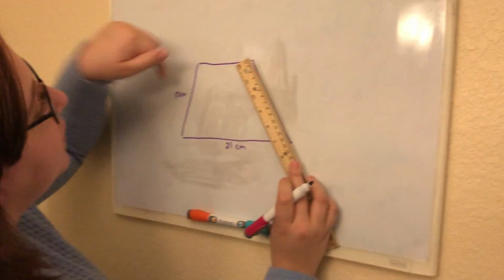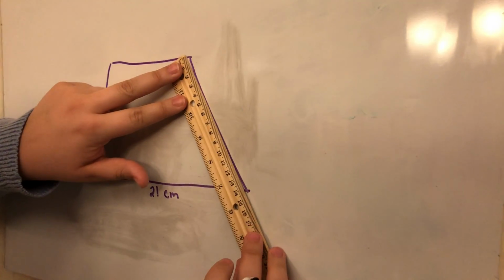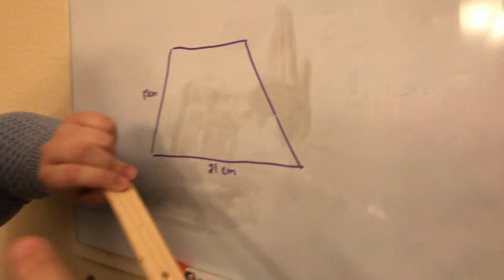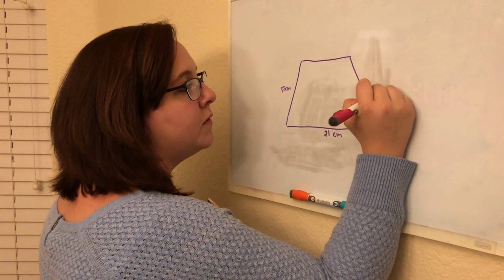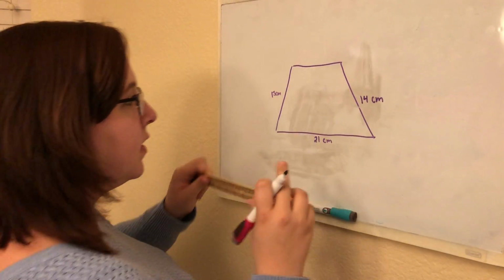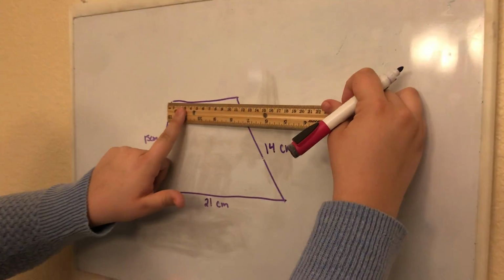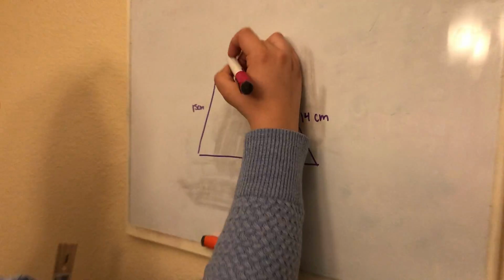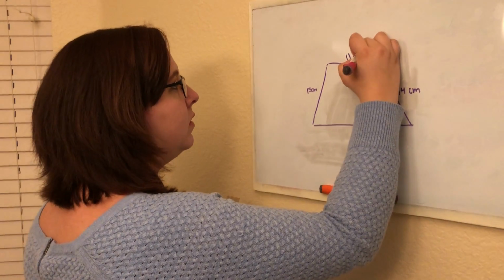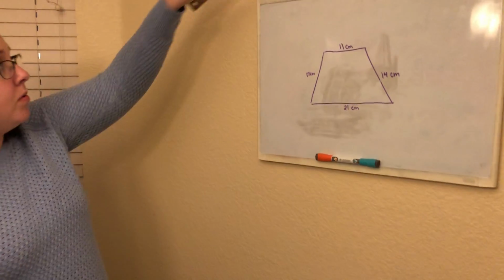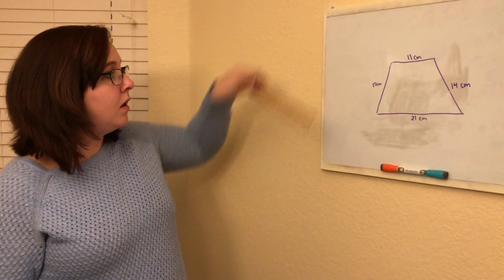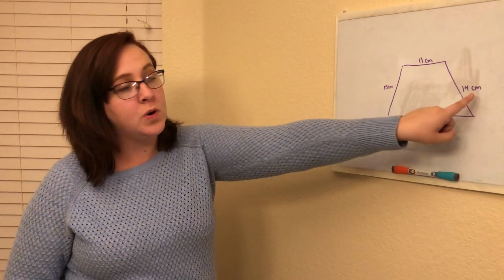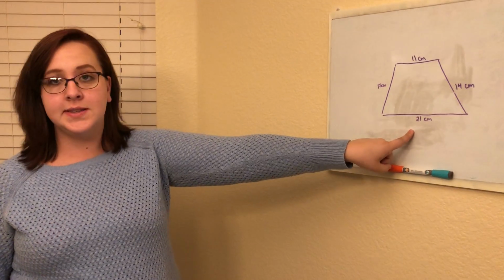Now, if this is a perfect picture, both sides would be 13. But it looks like this side is 14. That's okay. 14 centimeters. Okay, we have one more side. This side looks like it's gonna be 11. So, now we have 13 centimeters, 11 centimeters, 14 centimeters, and 21 centimeters.